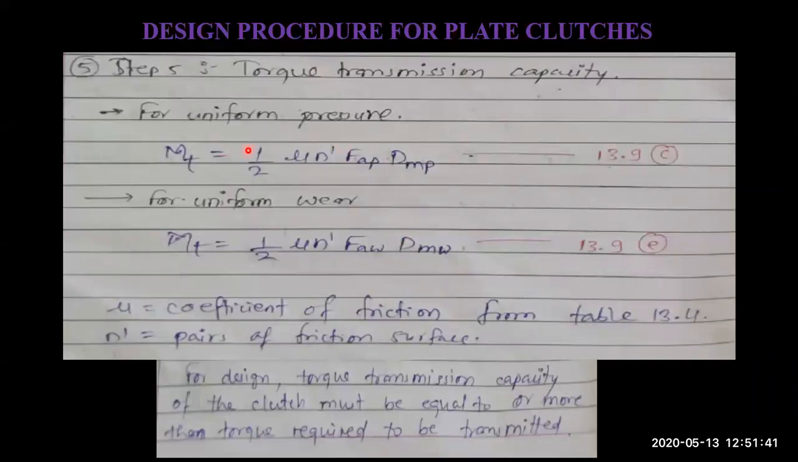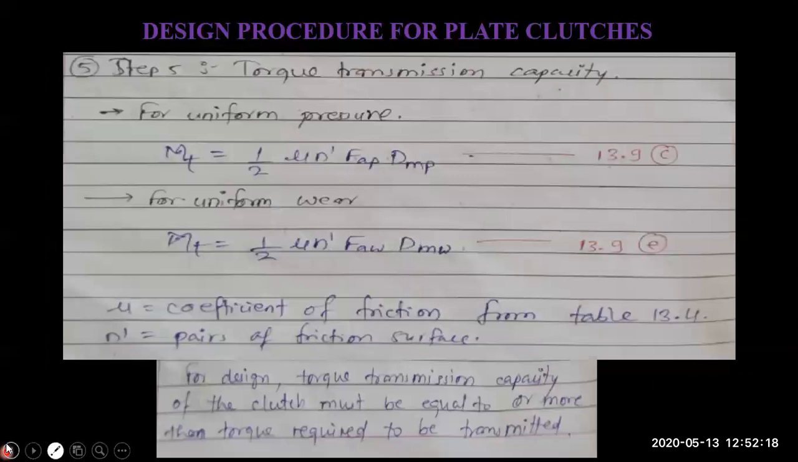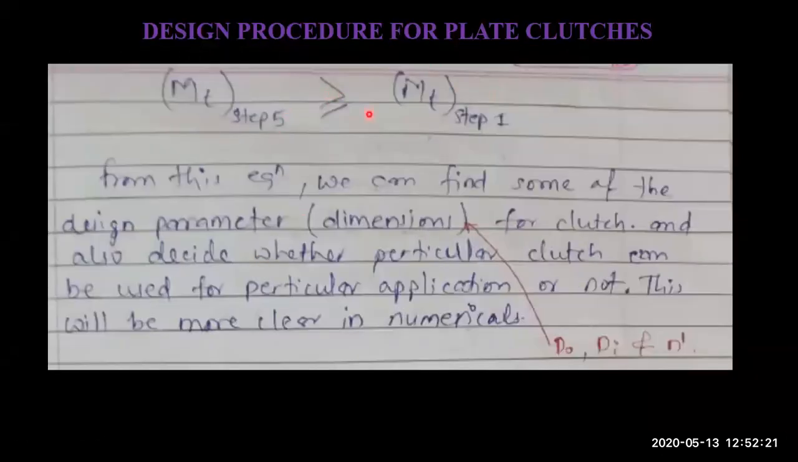And the last step, you are just finding the torque transmission capacity. So out of all these dimensions, the mean diameter and the axial pressure, and this n dash, that is pairs of friction surface, depending on all this, you'll get the transmission capacity. And in the first step, you would have found what transmission is required. So the transmission capacity in step 5 should be greater than or equal to what you get from step 1, that is from power. So the capacity should be greater than what is required.